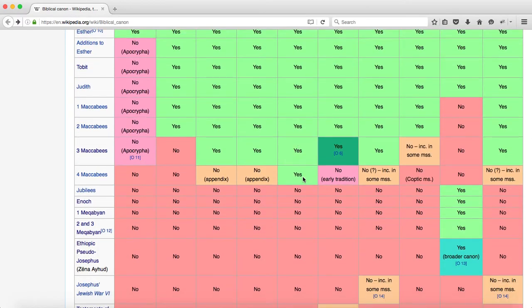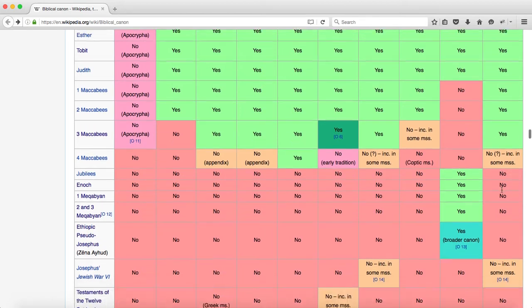It's just part of their Bible. And for others within the Eastern tradition, it is included as an appendix. In some, it's an early tradition. In some, it is included in some manuscripts. So it's an interesting situation.